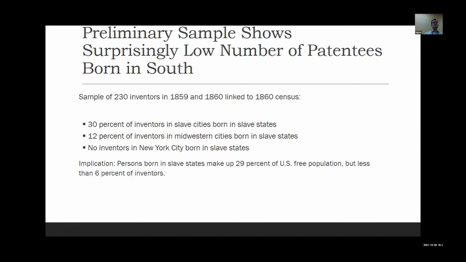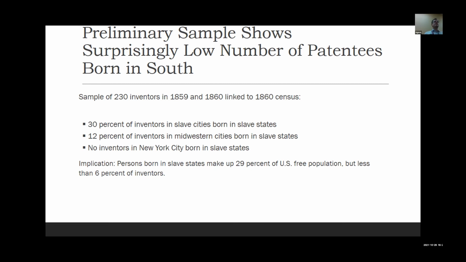So if you adjust this admittedly small sample, which needs to be filled out, by the correct regional weights, it implies that less than 6% of inventors were born in the South, but in terms of free population, people born in the South made up 29% of the overall population. And so there's a big difference here.